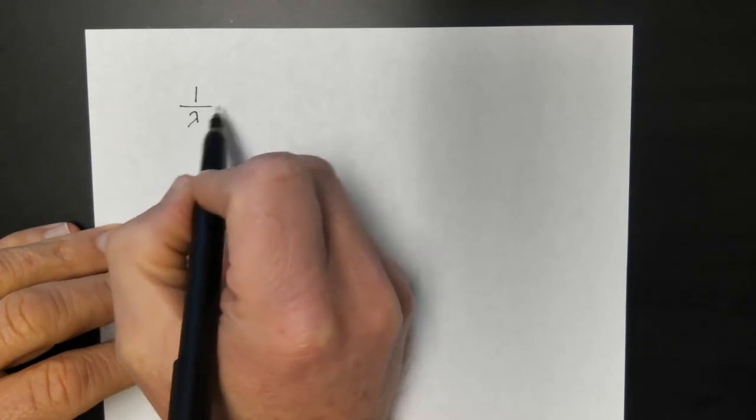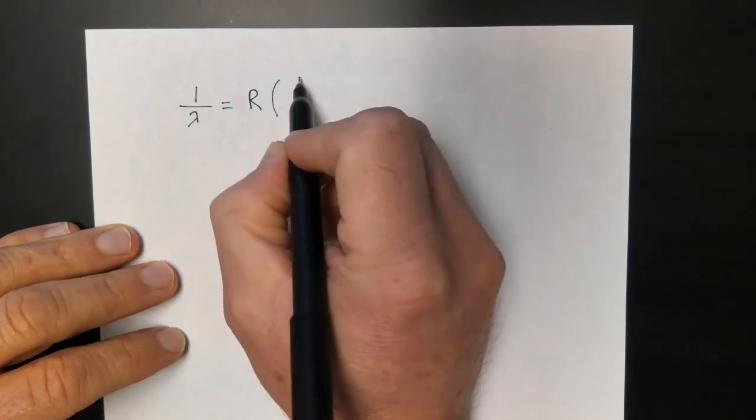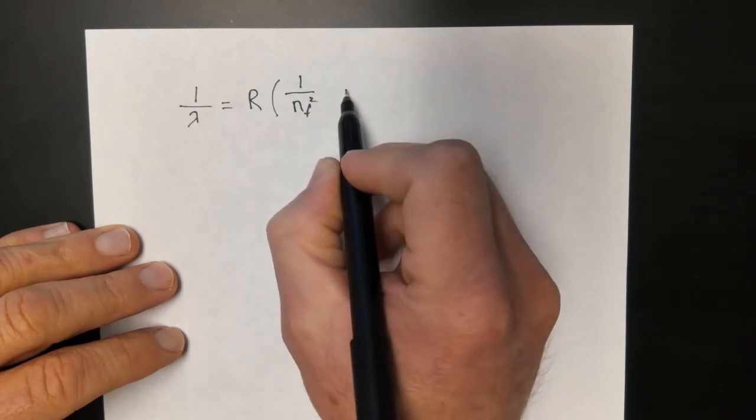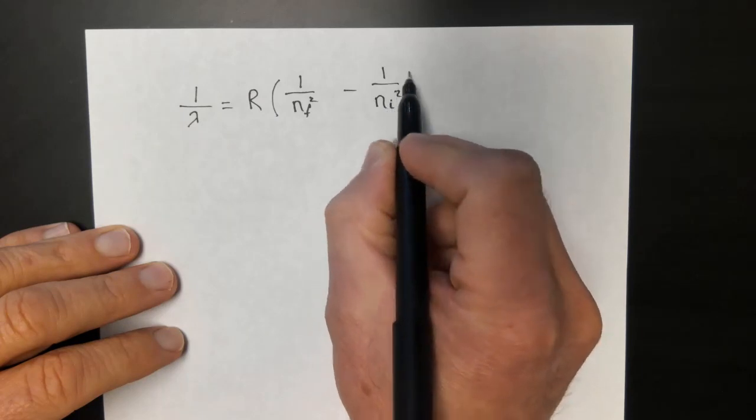All right. One last thing, and you're going to have to do this. It's not used a whole lot anymore, honestly, but it is part of the work assignment. I want to talk about the Rydberg equation. 1 over lambda equals R, the Rydberg constant, times 1 over N final squared minus 1 over N initial squared.